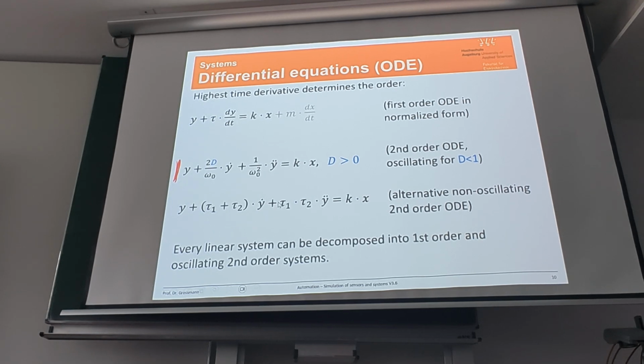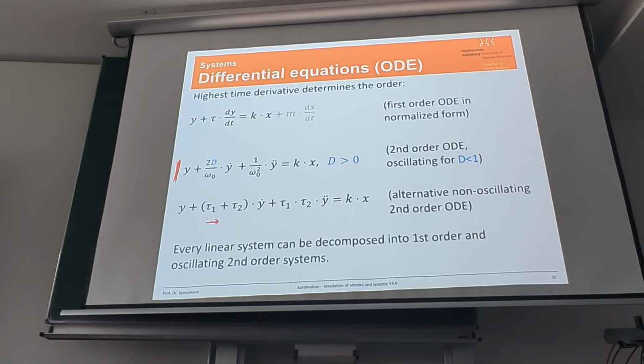Okay, so what happens if D is larger than 1? Then we can decompose this 2nd order system into a series of 2 first order systems. And then we don't have to look into this anymore. So this would be an alternative form here for a 2nd order system. And here you can see 2 different time constants, one for the first system, one for the second. So you could understand it like this.